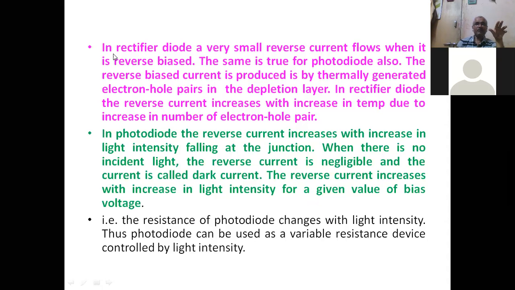So this is the difference between the ordinary diode and the photodiode. Remember, in the ordinary diode as well as in the photodiode, there is a reverse current, the reverse saturation current. Reverse saturation current is there.